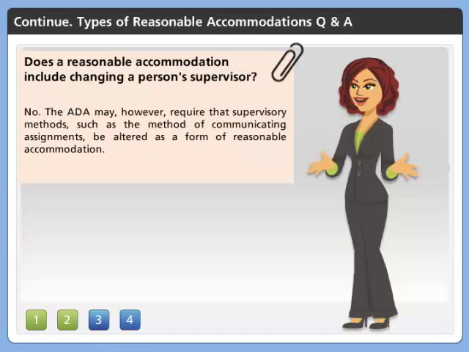Does a reasonable accommodation include changing a person's supervisor? No. The ADA may, however, require that supervisory methods, such as the method of communicating assignments, be altered as a form of reasonable accommodation.